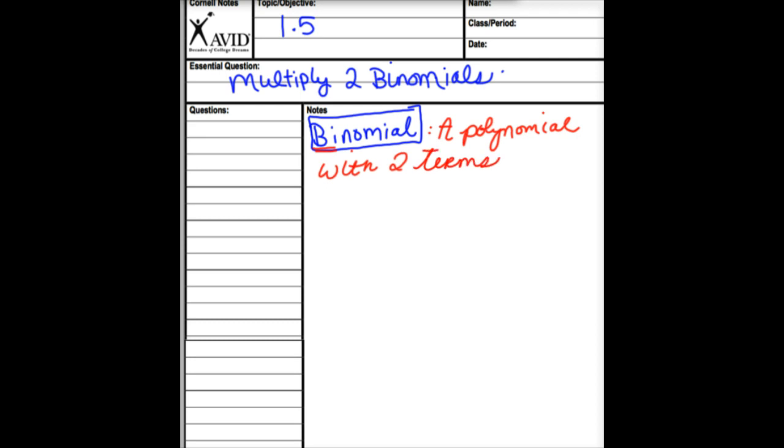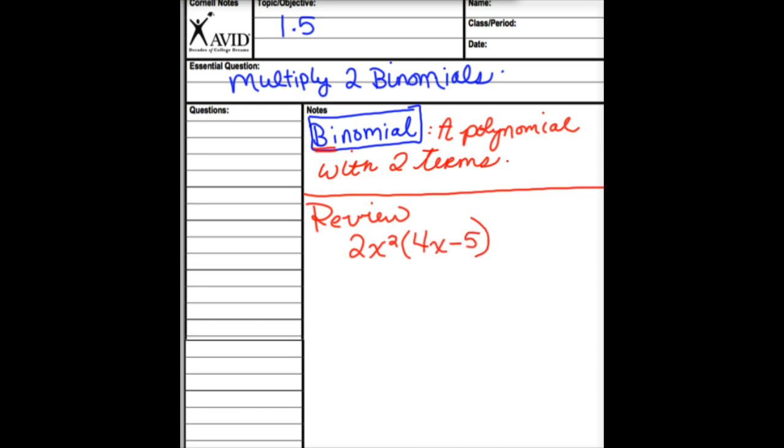Before we multiply them, I'm going to have you do a little review here. So review first. First thing I'd like you to do, sorry about the bells, is multiply 2x squared by 4x minus 5. And then I'd like you to factor 6x to the third minus 18x squared.